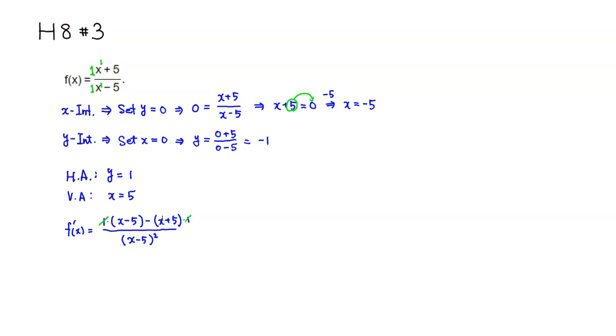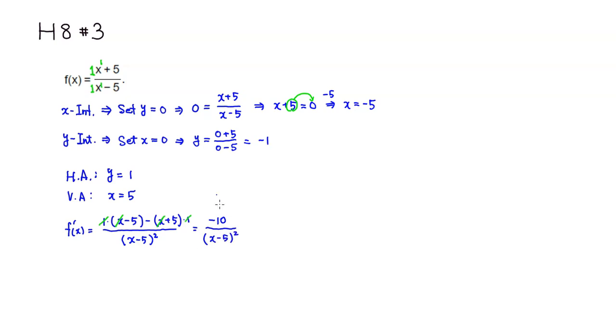So you have x minus x, you can cancel those. You can see that this cleans out to be negative 5 minus 5, so it's going to be negative 10 over quantity x minus 5 squared.